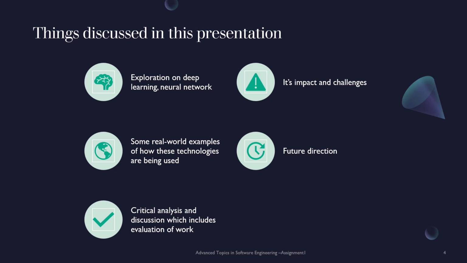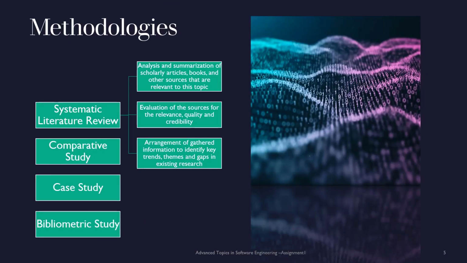Methodologies used in this research are systematic literature review, comparative study, case study, and bibliometric study. We mainly focused on systematic literature review, which includes analysis and summarization of scholarly articles, books, and other sources relevant to these topics, evaluation of sources for relevance, quality, and credibility, and arrangement of gathered information to identify key trends, themes, and gaps in the existing research.